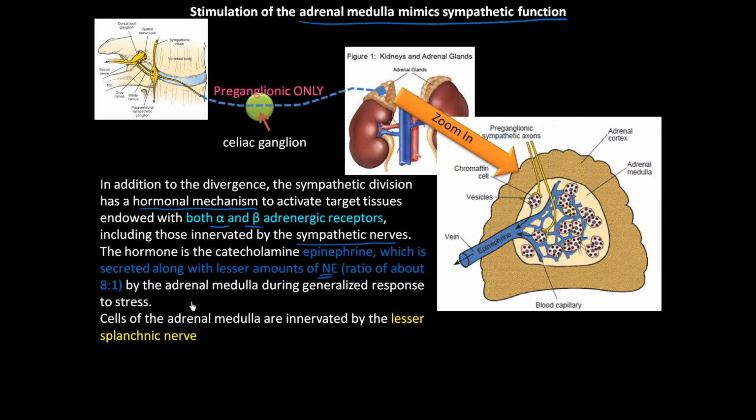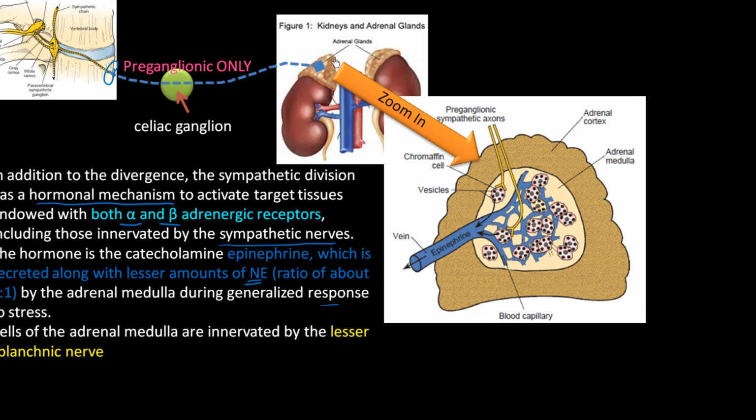And so that is in response to the adrenal medulla during generalized response. And cells of the adrenal medulla are innervated by the lesser splanchnic nerve. So this is the lesser splanchnic nerve. Okay, so now let's zoom in on the adrenal glands. So this is the adrenal cortex, the outer side where steroids are produced, and the inside is called the adrenal medulla.